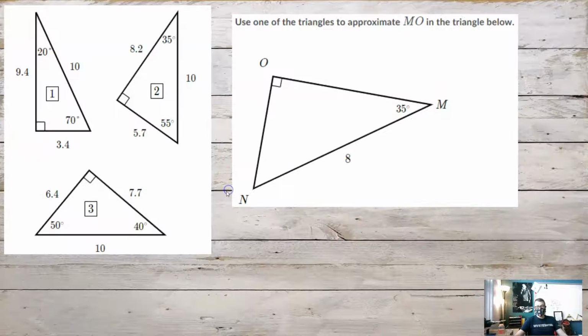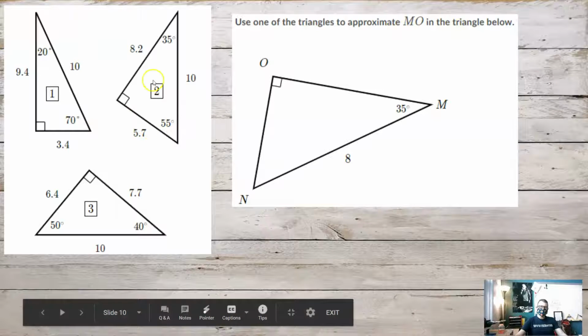So the reason we pay so much for these handy-dandy calculators, which we probably don't really need these days because of the internet, is that they are programmed with all of it. So when we then, I think this is the next Khan Academy assignment, we're still working towards using the calculator to do all of our hard work. When we now look here, it says use one of the triangles to approximate MO in the triangle below. So am I going to use triangle 1, 2, or 3 over here?